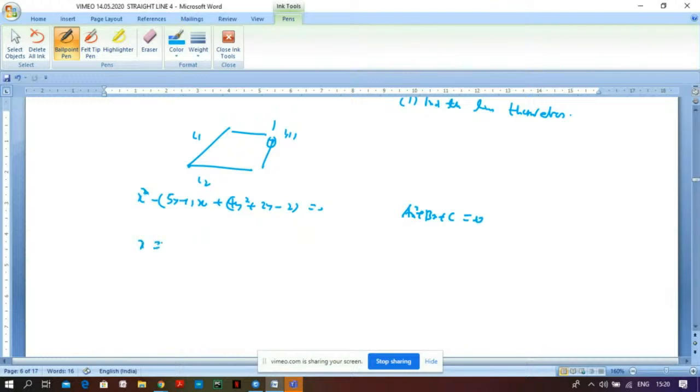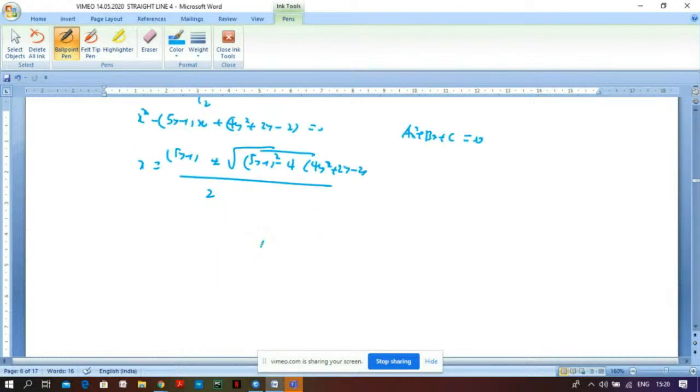So I will write x as 5y minus 1 plus minus root of 5y minus 1 whole square minus 4 times 4y square plus 2y minus 2, over 2. And if I notice the part that is inside the square root, I will drop the square root for now, I'll just calculate this and then take it. So this is 5y minus 1 whole square minus 4 times 4y square plus 2y minus 2.